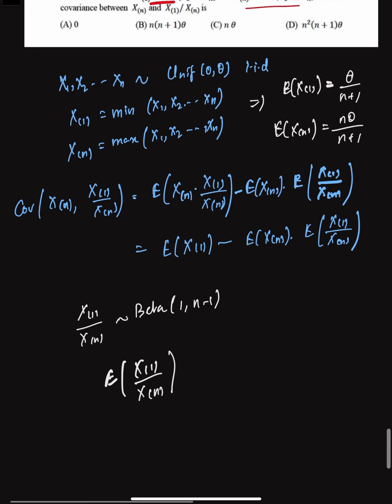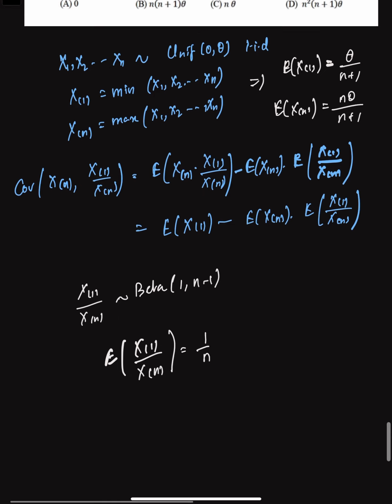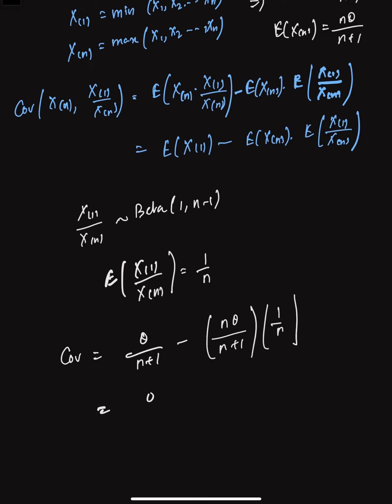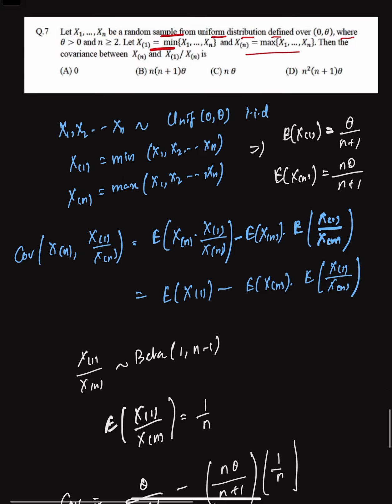So our covariance will just be theta by n plus 1 minus n theta by n plus 1 into 1 by n. So that is nothing but theta by n plus 1 minus theta by n plus 1, which is nothing but 0. So therefore it will be option A.